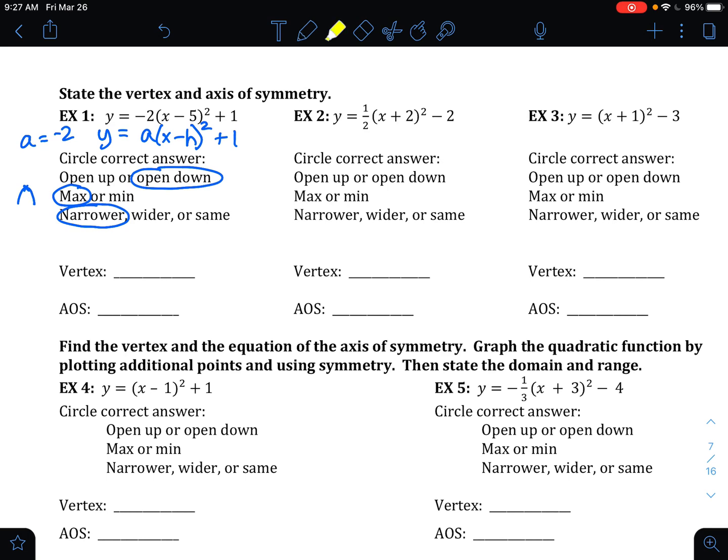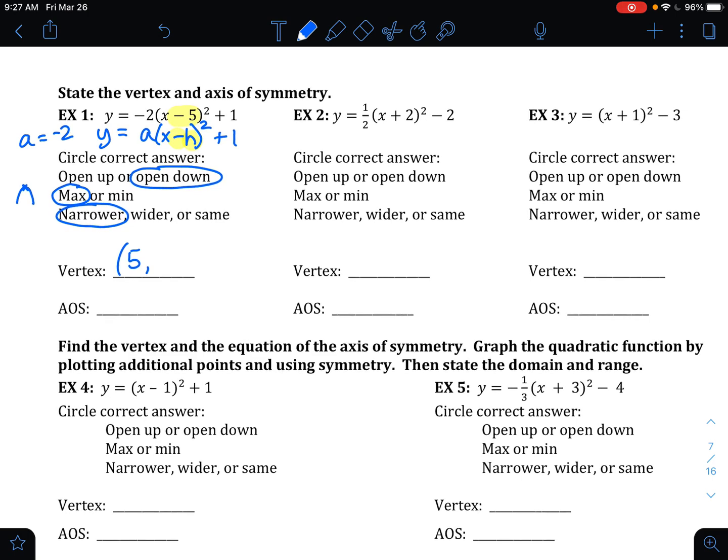Okay, so here's my vertex. So I see h, it says minus h, and I see minus 5. So my vertex is just the number 5, not negative 5. When I look at my k value, I have plus 1. That's going to be the y value of my vertex is 1.